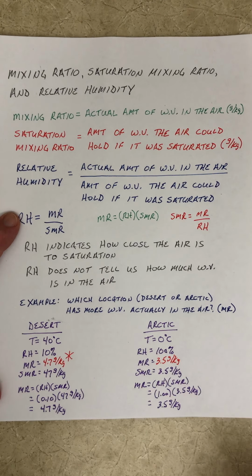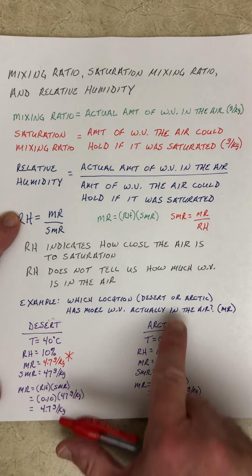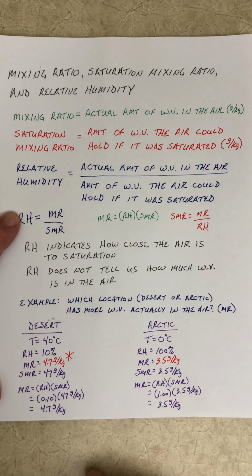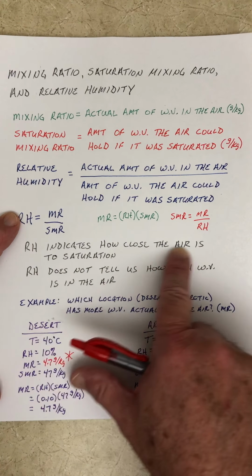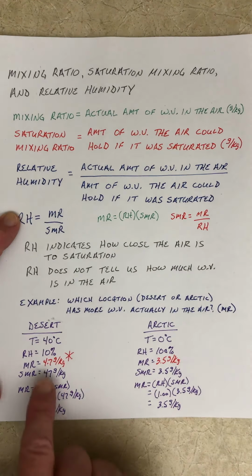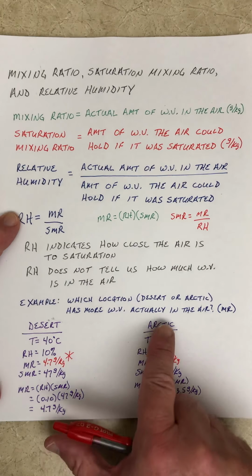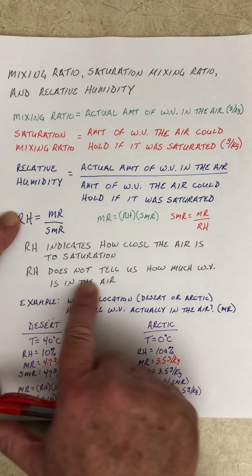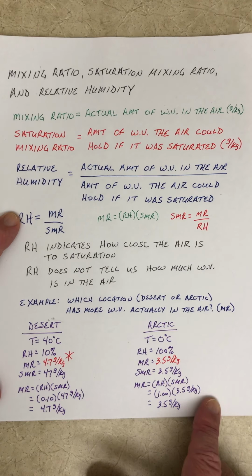Now it sounds surprising on the surface because our relative humidity was only 10%, versus the Arctic, where the air was already saturated, relative humidity of 100%. But that only tells half the story. Remember, the relative humidity indicates how close the air is to saturation. So in the desert, the air was only 10% of the way to saturation, whereas in the Arctic, the air was saturated. It was all the way to saturation. But relative humidity doesn't tell us how much water vapor is actually in the air. We have to calculate the mixing ratio to determine that.